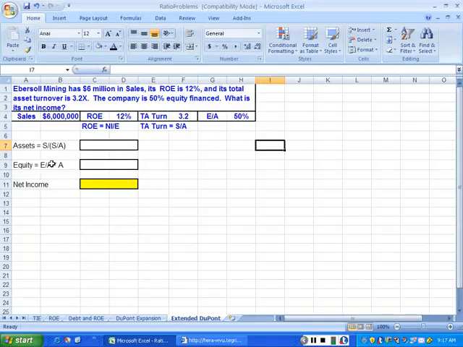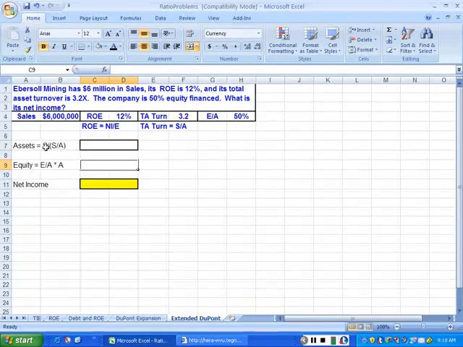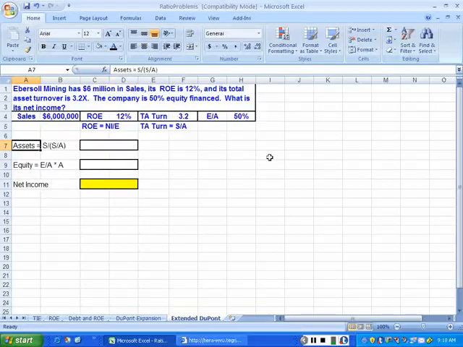So here we need to come up with a couple things to find net income. Most importantly, we've got return on equity of 12%, which is net income divided by the level of equity. So if we can find the level of equity, then we're going to be able to multiply that by 12%, and it'll give us what our net income is going to be. To find that level of equity, we're going to have to first find assets.